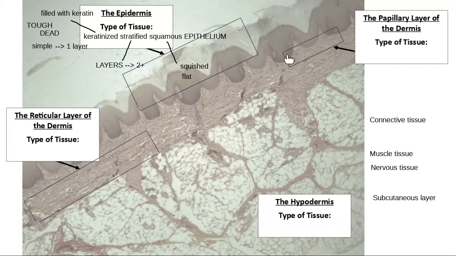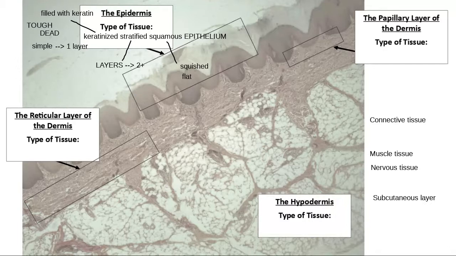Right underneath this layer here called the epidermis, we have this little undulating layer that goes up and down called the papillary layer of the dermis. The papillary layer of the dermis. Do we remember from our location and function guide which type of connective tissue we find in the papillary layer of the dermis? It is a connective tissue.